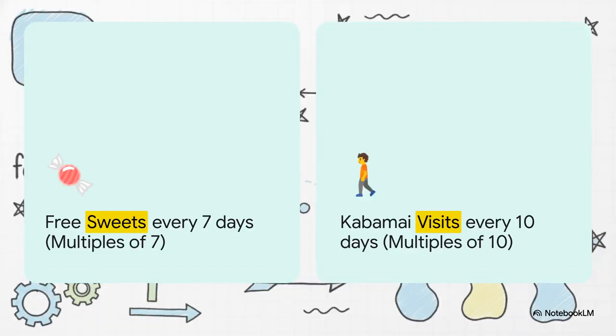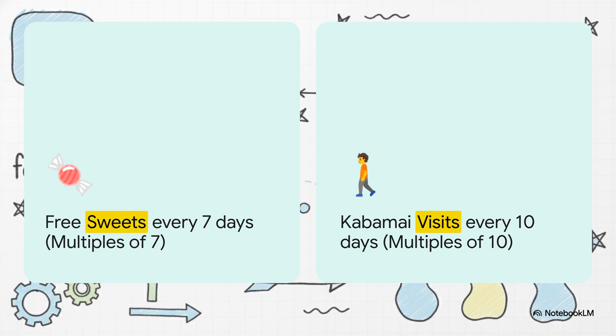Now let's look at another real-world scenario. On the left, we've got a sweet shop that gives away free gajak. If you haven't had it, it's this delicious sweet made from sesame seeds and jaggery, and they give it away every 7 days. On the right, we have a customer named Kabamai, and she visits the shop every 10 days.